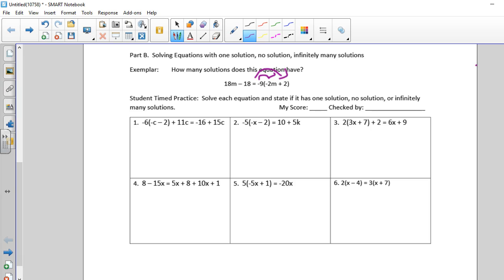What can you do to simplify? When I simplify, I get 18m minus 18 is equal to 18m minus 18. Well, those are the same thing. Do you see? The left side is exactly like the right side. When I see that a number is equal to itself, or they're both the same, that tells me that there are infinitely many solutions.